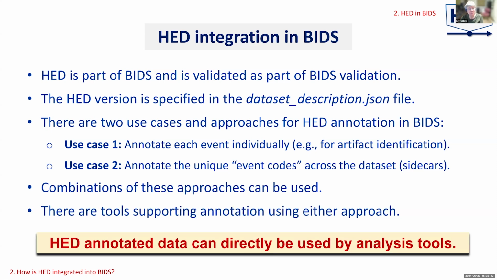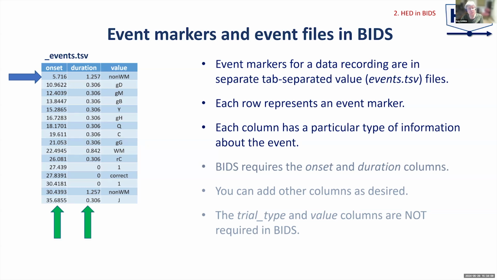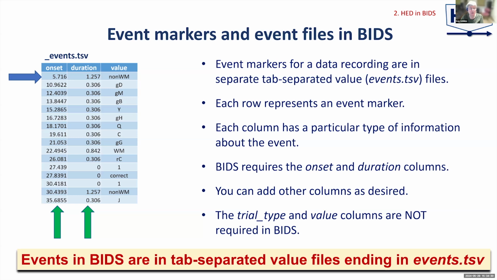So let's take a look at how that goes. I'd like to look at an event file in more detail. BIDS represents events, which are really event markers in the experimental timeline, as tab separated value files, and they end in events.tsv. Each row represents an event marker, and the first column is the time of that event relative to the recording, which is associated with this event table. BIDS requires onset and duration columns, and you can add other columns. People are sometimes confused. They think that trial type and value columns are required in BIDS, but they're not. You can add any columns you want beyond onset and duration, which are required.